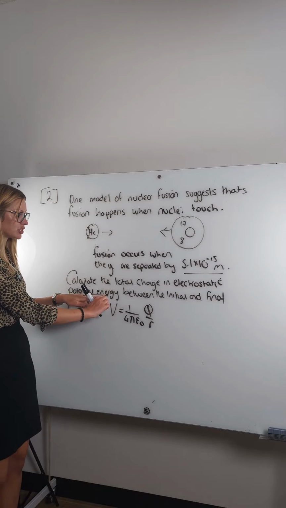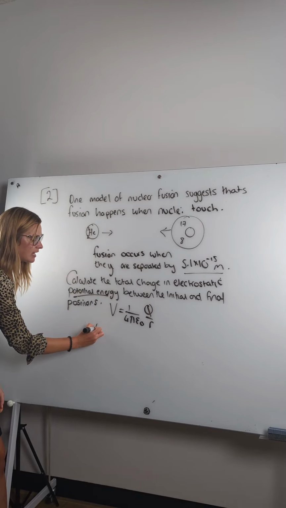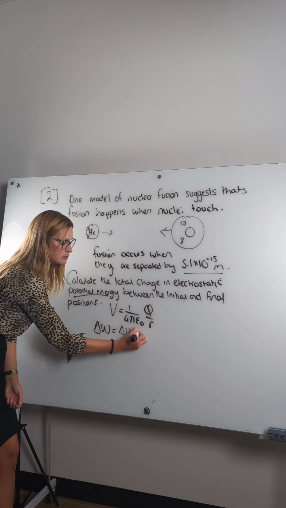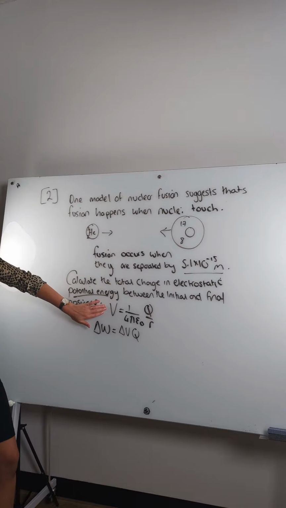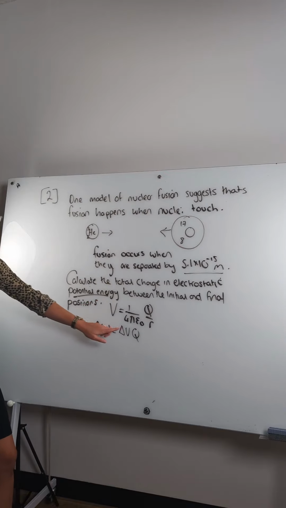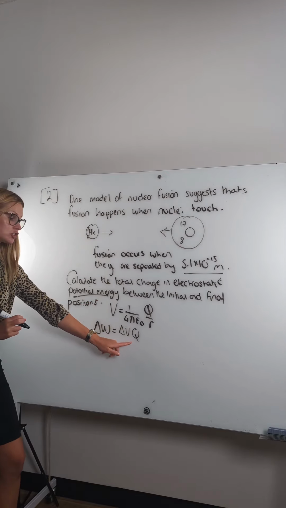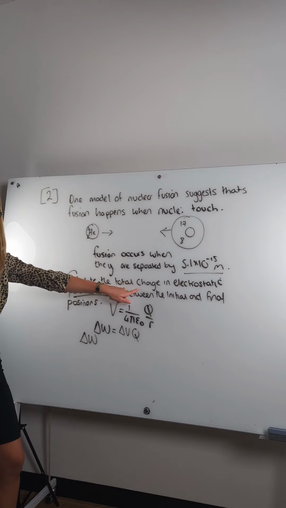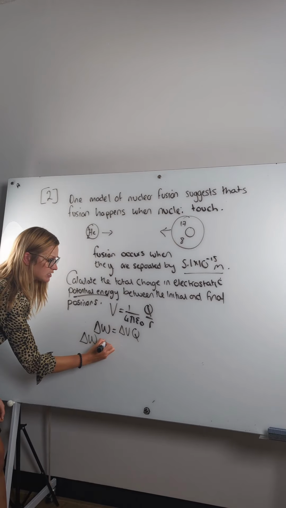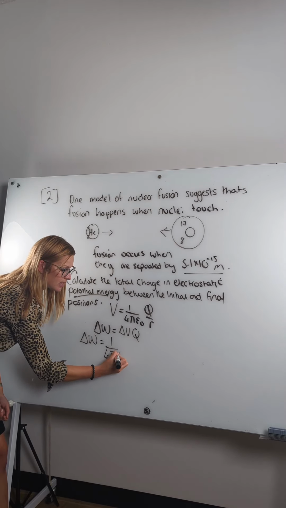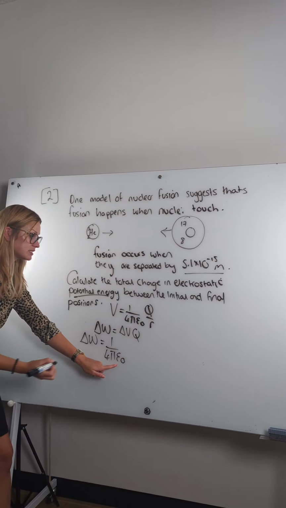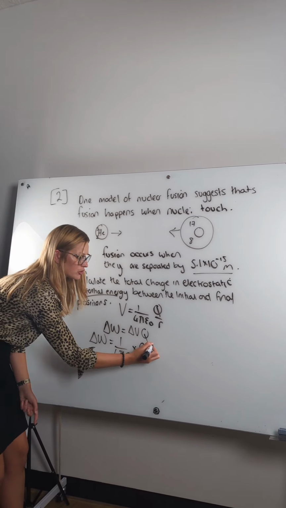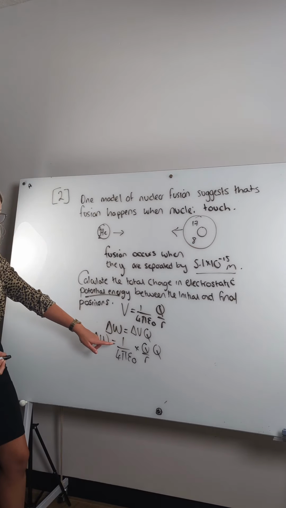Because it says potential energy, if I look at my data sheet again, I can see the change in work is going to equal the change in V times Q, okay? So to get from the potential into an energy, all I need to do is multiply by the other Q, the other charge. So the change in the electrostatic potential energy is 1 over 4 pi epsilon naught, the permittivity of free space, times Q over R, so that's my V, times the other Q, the other charge, okay?